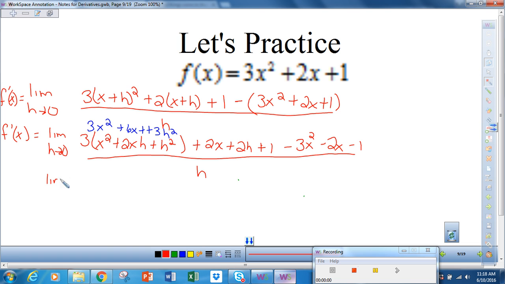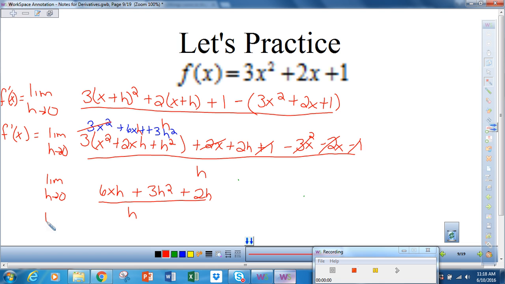So I have the limit as h approaches 0 of, let's see if we can eliminate anything. The 3x squared zeros out, because I have a negative and a positive. The 6xh doesn't have a partner, neither does the 3h squared. Okay, that 2x cancels with that one, so I'm left with plus 2h, and the 1's zero out, all over h.